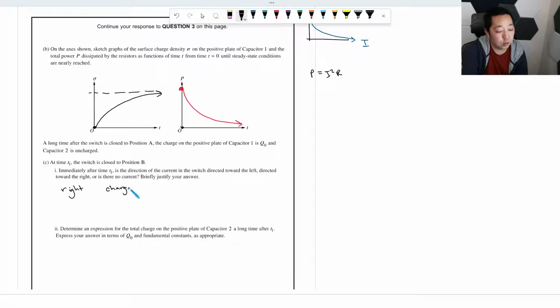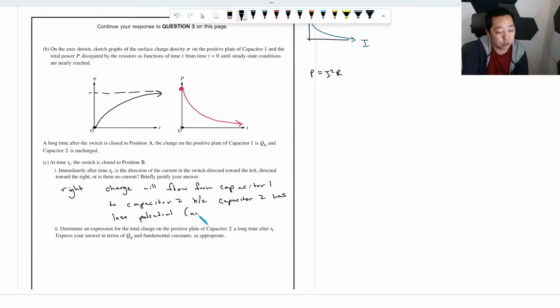Charge will flow from capacitor 1 to capacitor 2. Higher to lower voltage, if you will. Determine expression for the... I don't know if they want you to justify your answer, but you could say because capacitor 2 has no charge, has less potential. And no charge. Charge clearly can't go to the left, right? It has no charge, how could it possibly go to the left?